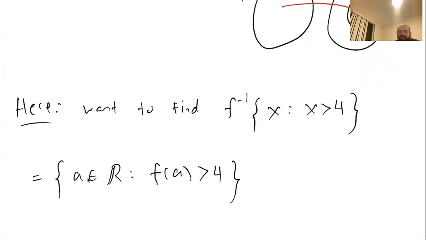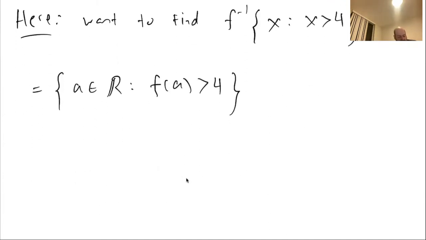So I have to look at different a values in R, and look at f of a. If f of a is bigger than 4, then that a is inside this set. Otherwise, a is not in this set. So we can say that this set here can be written as the set of all elements a in R such that f of a is bigger than 4.